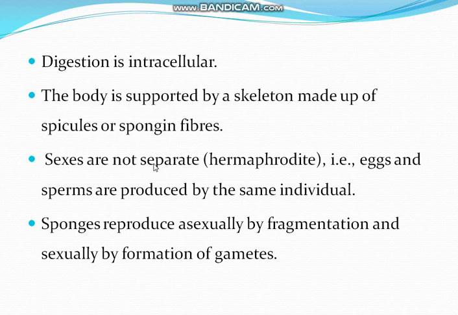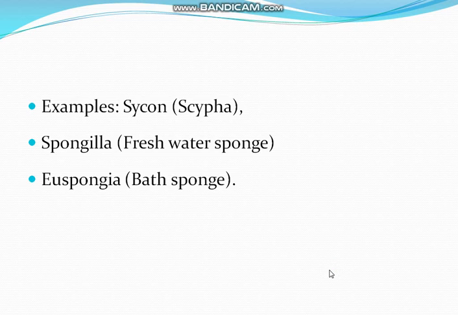Sexes are not separate, that means they are hermaphrodite, because male and female sex organs are present in the same individual. They produce egg and sperm in the same individual, that is called hermaphrodite. Sponges reproduce asexually by fragmentation and sexually by formation of gametes. These are the features of phylum Porifera.